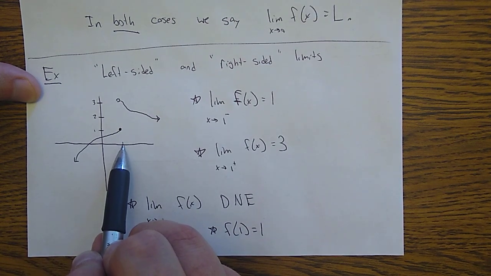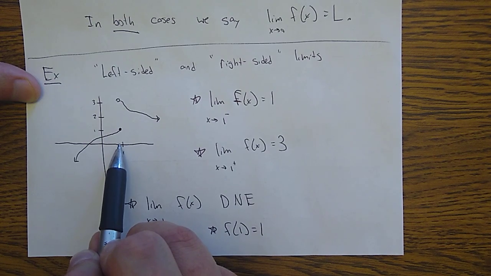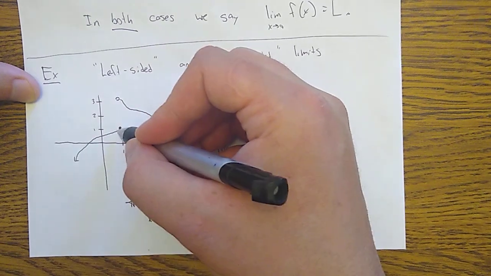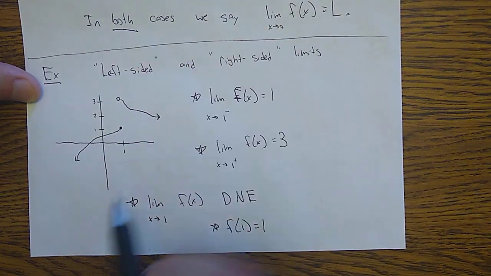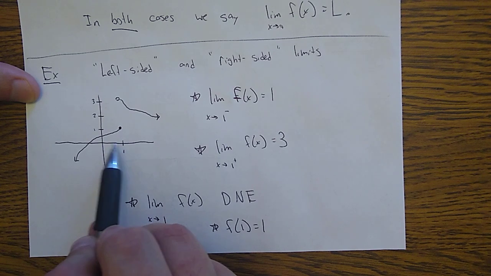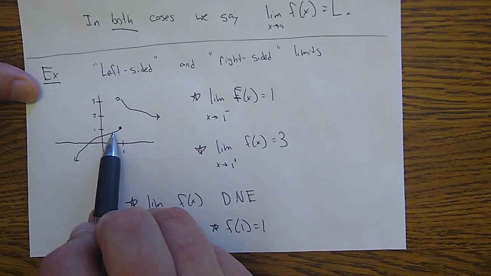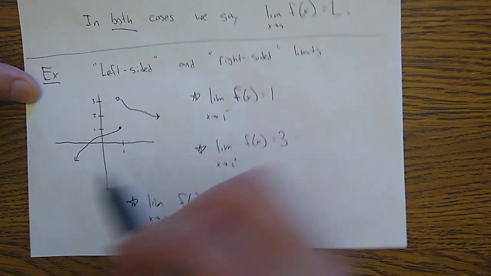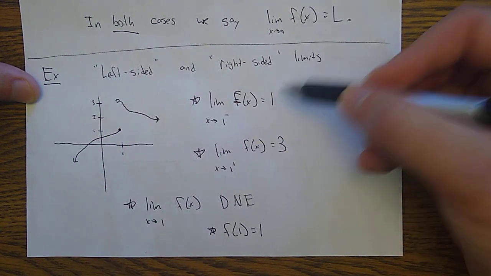If I look at 1 and then I go just a tiny bit to the left and go up to the graph, I find that I'm very close to this point. So as x approaches 1 from the left, the graph is approaching this point. And this is a y-coordinate of 1, so that's why that's 1.